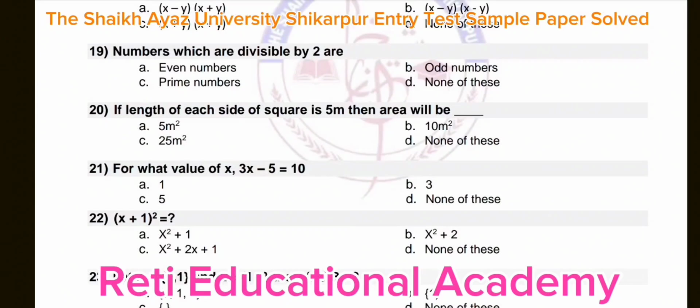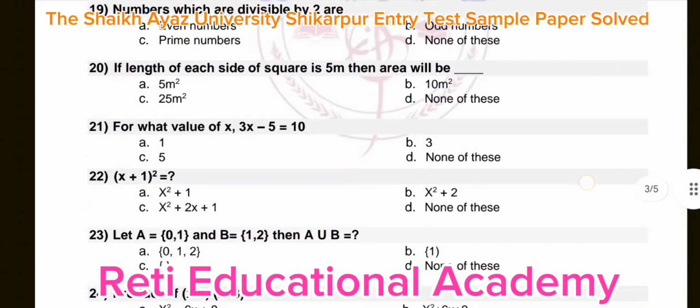Now question number 22. X plus 1 whole square is equal to: A. x square plus 1, B. x square plus 2, C. x square plus 2x plus 1. Same formula. Formula number 1, A plus B whole square. So option C is correct in this question.